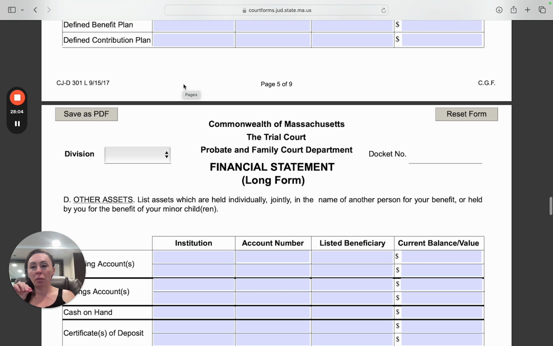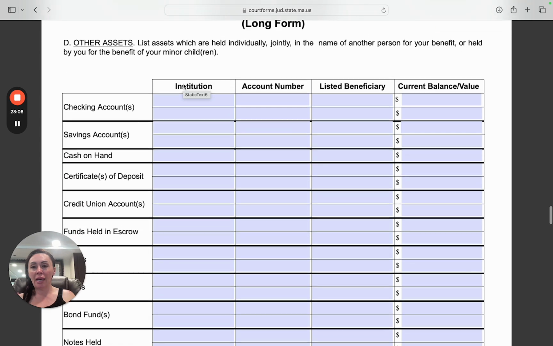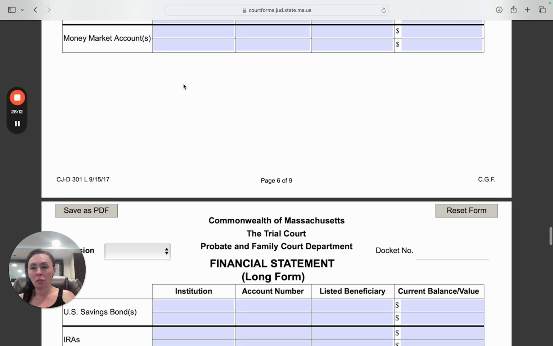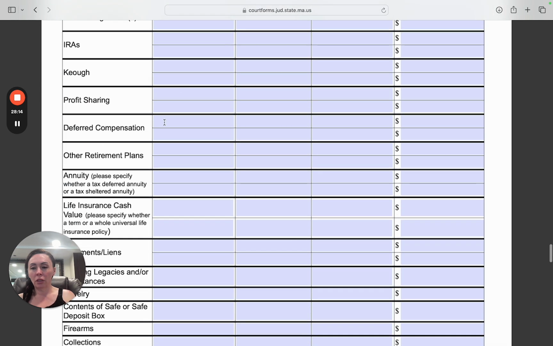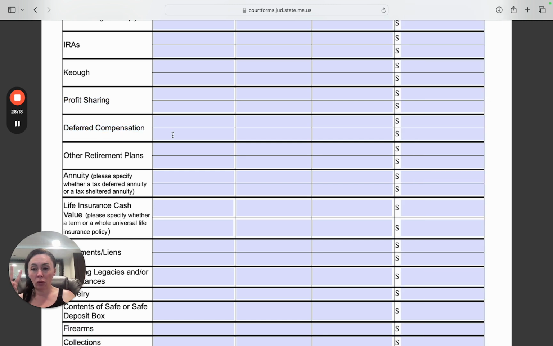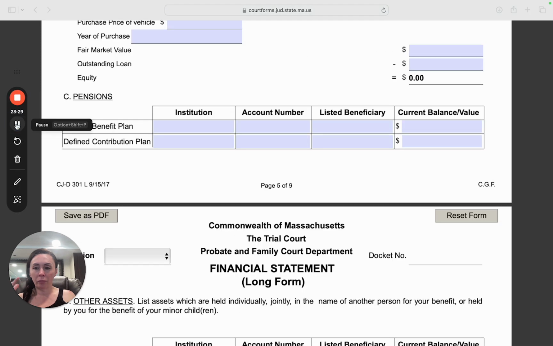Defined contribution plan is listed here under Section C, pensions, and it's listed again here under other assets right here. Maybe you have 2 401ks, I don't know. If you only have 1, you're going to list it under this section, not under Section C, pensions.